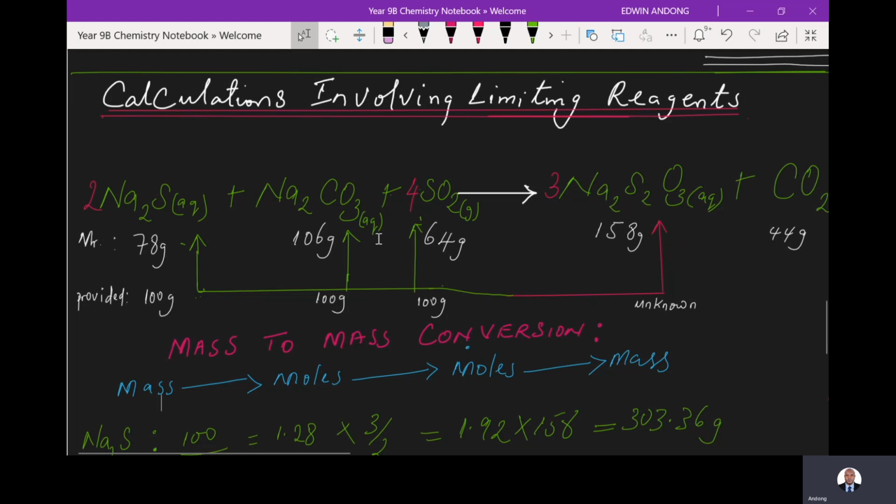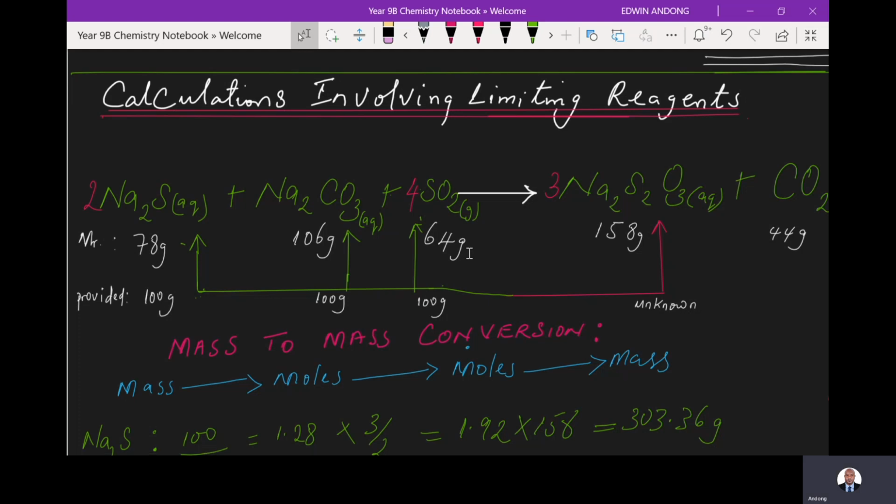But we are ending at sodium thiosulfate. After calculating the relative molecular masses of all the species involved in the reaction, we then compare their molar masses with the masses that have been given. They said 100 grams each reacting. Automatically, since the masses given are the same and their MRO are different, the one with the lowest MRO will be the limiting reagent.